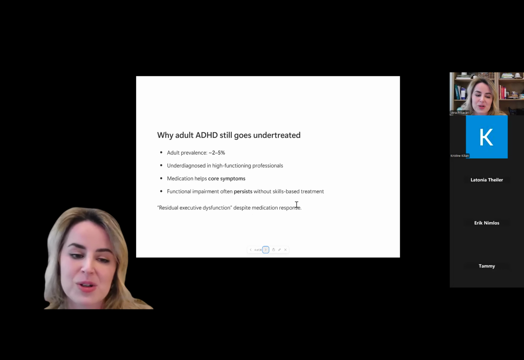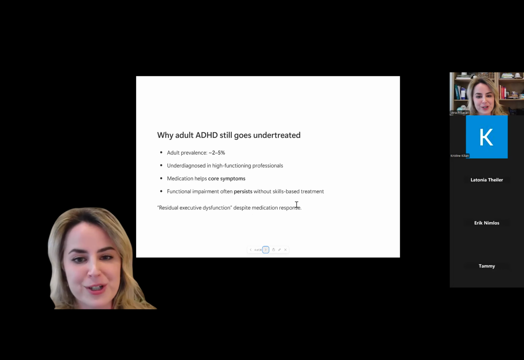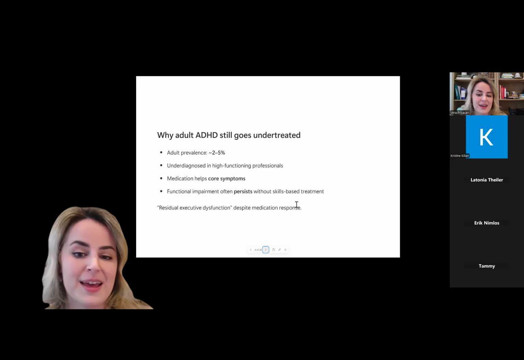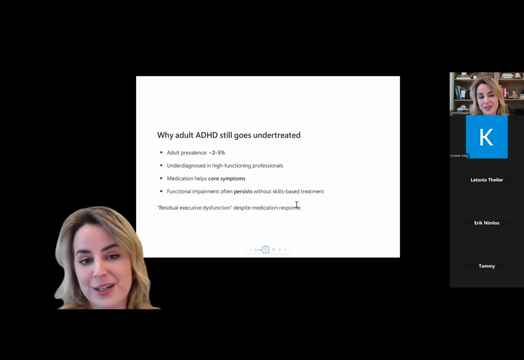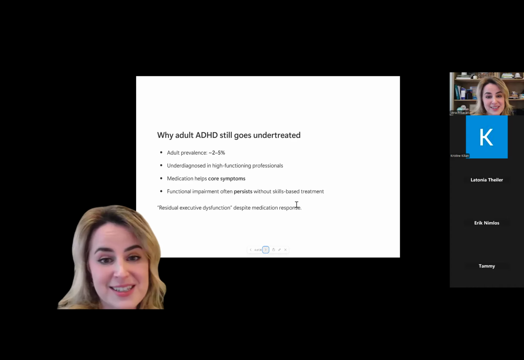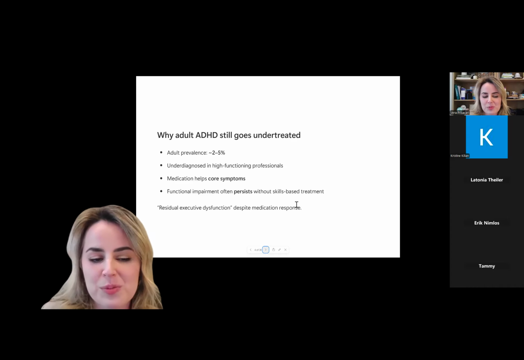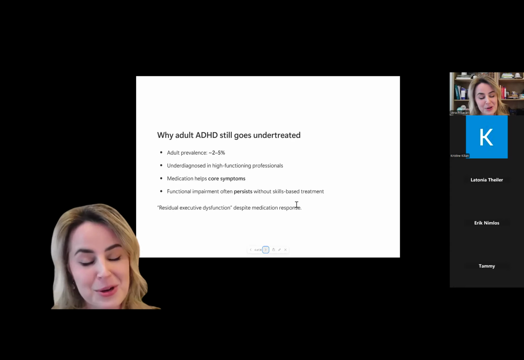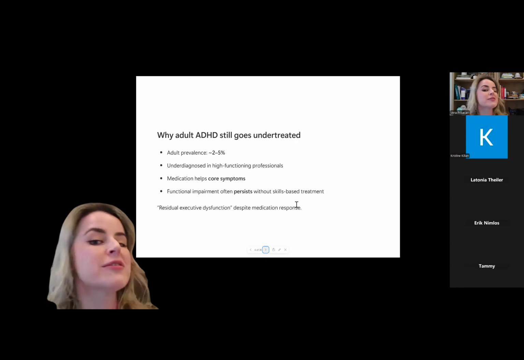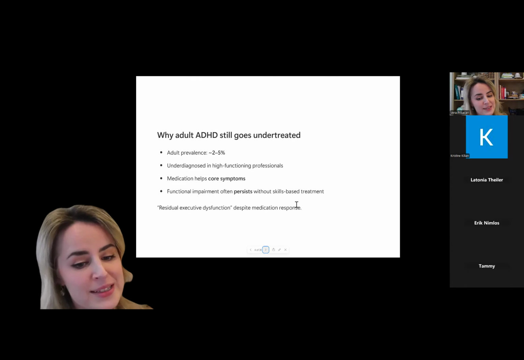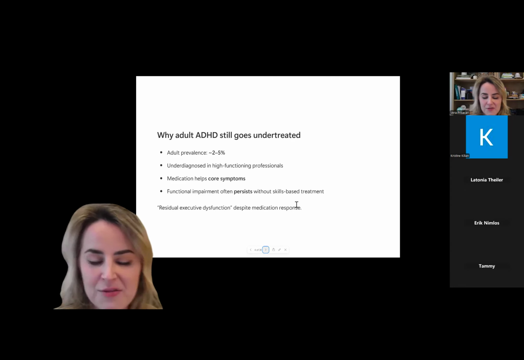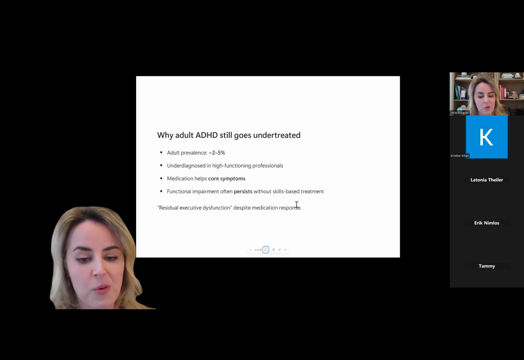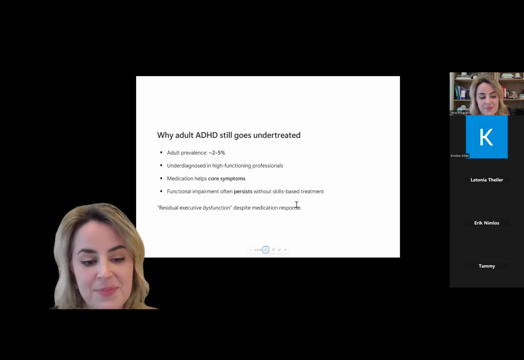All right. So adult ADHD, although it's become really trendy in the media and a lot more people are talking about it, the treatment for ADHD in adults still is not that great. Now, adult prevalence of ADHD is about 2 to 5%, depending on who you ask. Sometimes it's estimated to be a little bit higher than that, 7 to 8%. But in high functioning professionals, it's still underdiagnosed. We'll talk more about why that is a little bit.